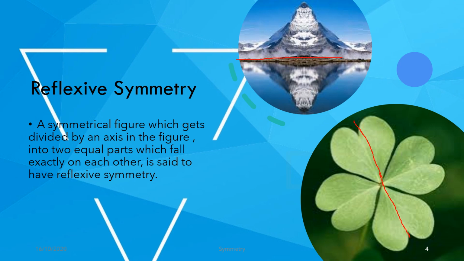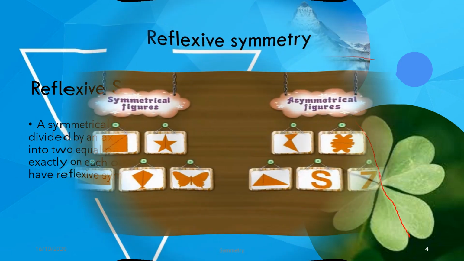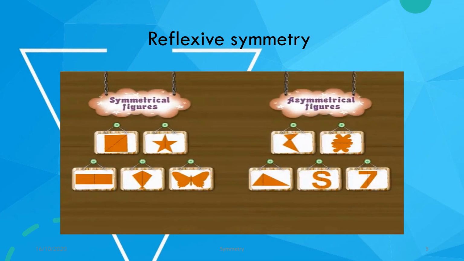Now similarly here also, if I divide it like this and if I fold it, it will fall exactly on the other part, and hence it is known as reflexive symmetry. Now in reflexive symmetry, we have symmetrical figures and asymmetrical figures. What are symmetrical figures? With this axis, this black dotted line, if you fold one part on the other, it will be exactly as it is. Now asymmetrical means if you draw an axis over here, this dotted line, and you fold the other part, it will not be same, and hence it is called an asymmetrical figure.